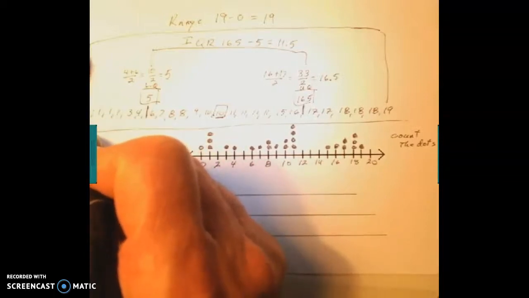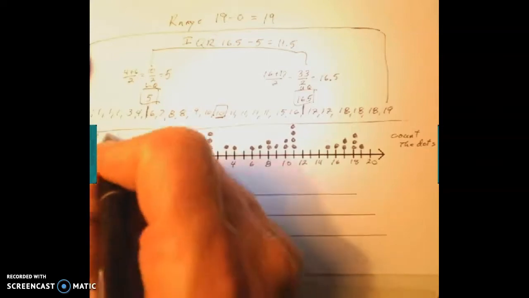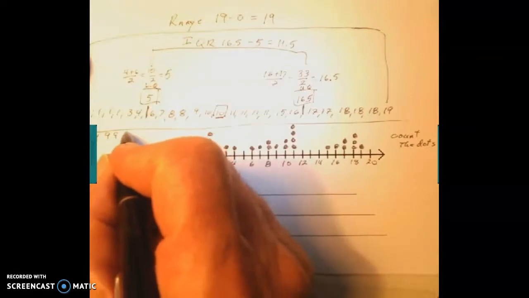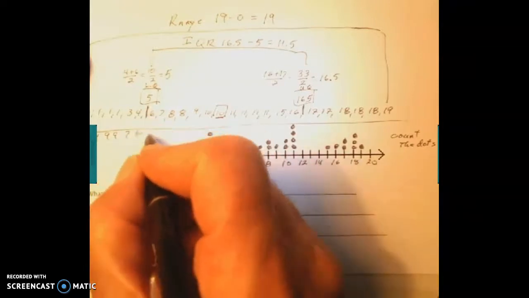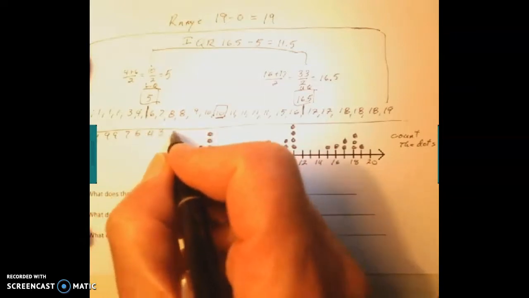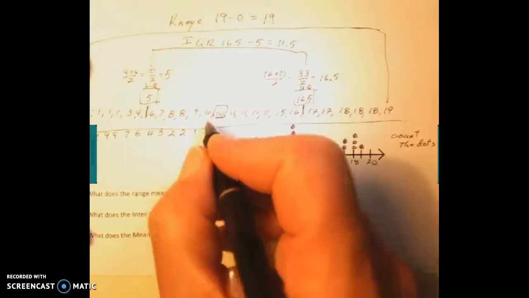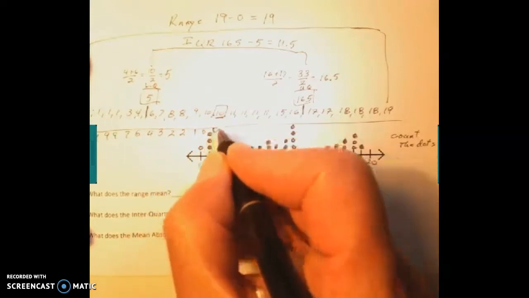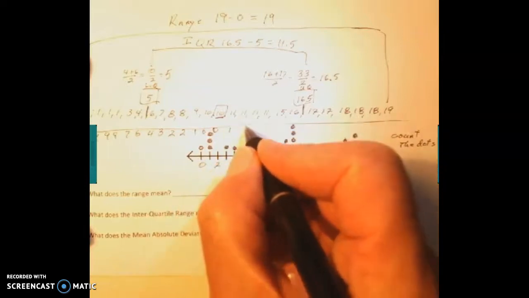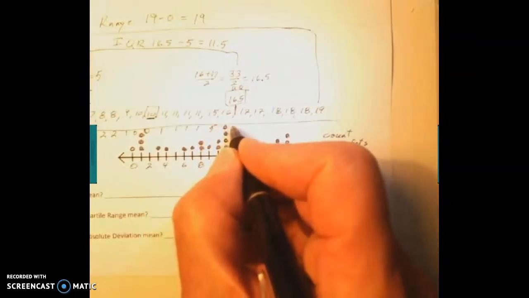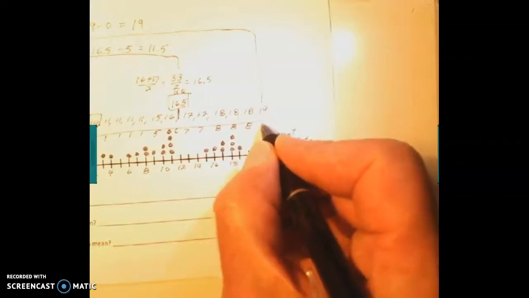1 minus 10 is negative 9. We're going with 9s then. 10 from 3, negative 7, so 7, 6, 4, 3, 2, 2, 10 from 9, 1, 0, 0, and then 1, 1, 1, 1, 5, 6, 7, 7, 8, 8, 8, and 9.